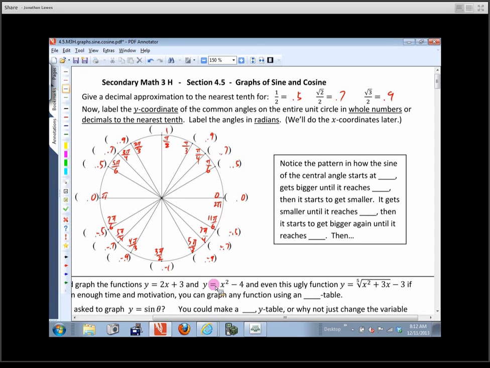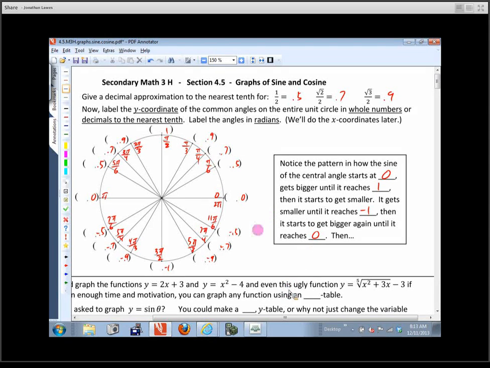Okay? So we want to notice the pattern of what happens to the sine of the central angle. So if the central angle is 0, the sine starts out at 0, and then it gradually gets bigger until it reaches 1, and then what happens? It starts to get smaller. So we start at 0, get bigger till we get to 1, and then we get smaller until it reaches, okay, it continues to get smaller and smaller until it reaches negative 1. And then if we keep going around the circle, this central angle gets close to 2 pi, until it reaches around here to 0 again.